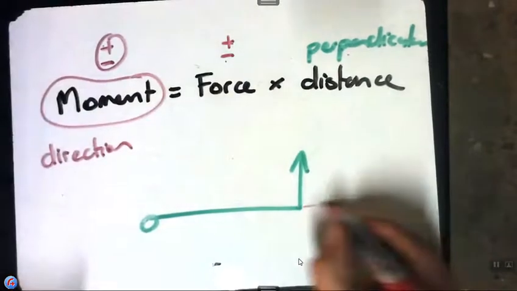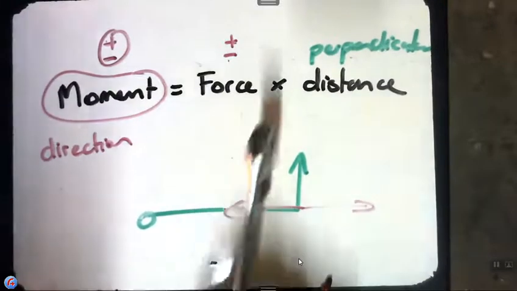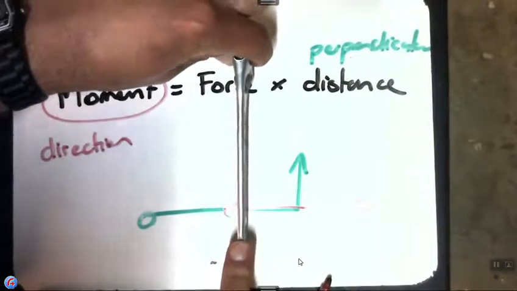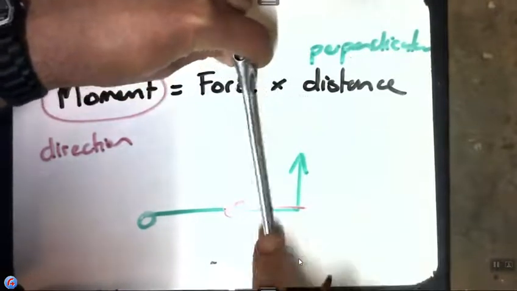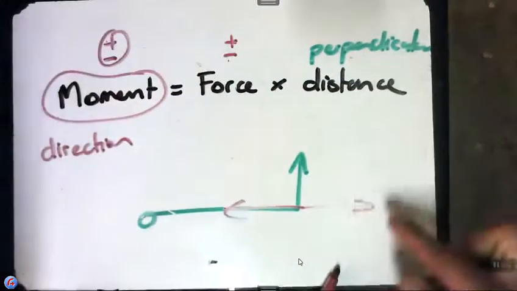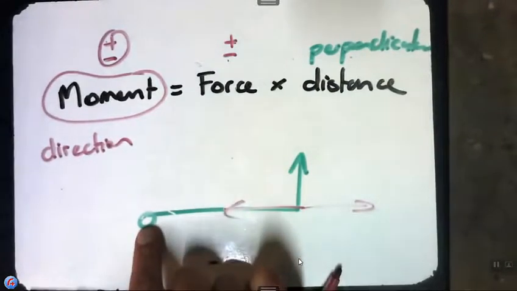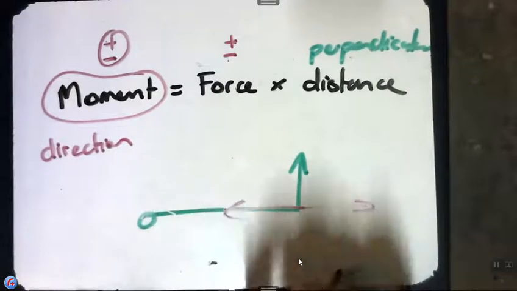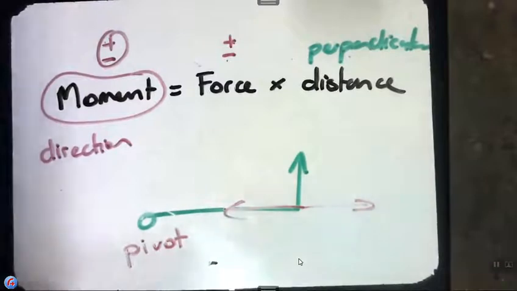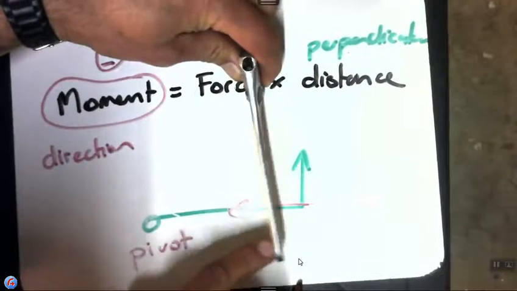If I pull on it or push on it, imagine you have a door, and instead of pushing it like this, you push towards the wall. Instead of opening the door or closing the door, you just push on the door. It's not going to move. So pushing towards the pivot and away from the pivot, the point where it is connected, you spell it P-I-V-O-T, is not going to cause a turning effect. It's when I push at a 90-degree angle that I get the biggest effect.